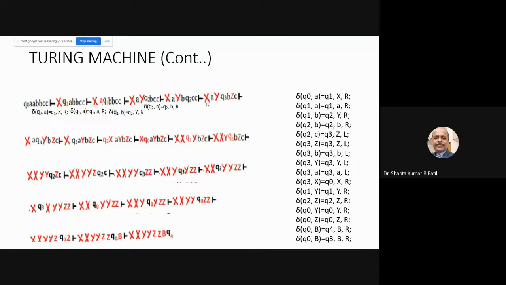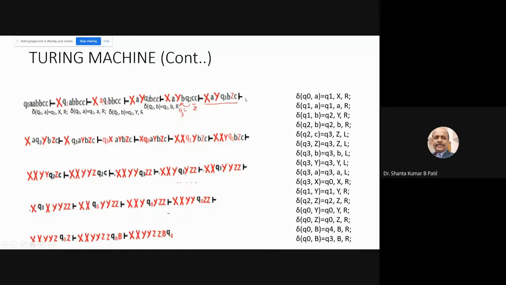Only two symbols are there, one is X and the other one is Y. Immediately it moves toward the left side. Z is also there. So Q2 reads C, and C is replaced by Z, and it starts moving toward the left side immediately. The state is also changing from Q2 to Q3. The next ID is this.